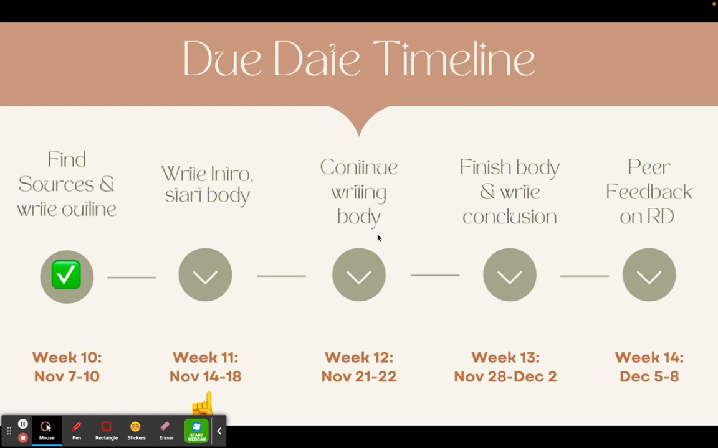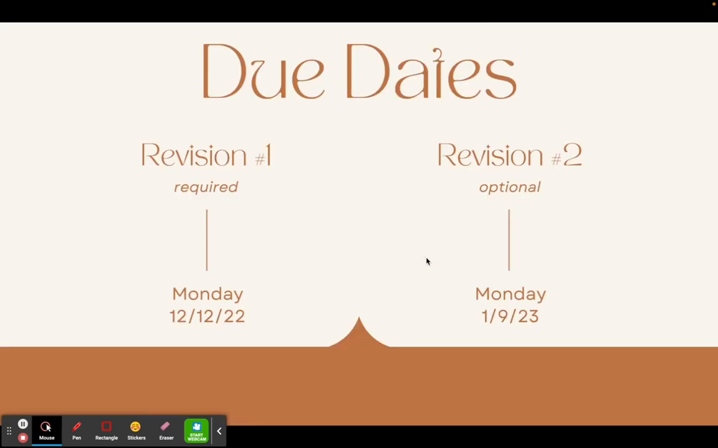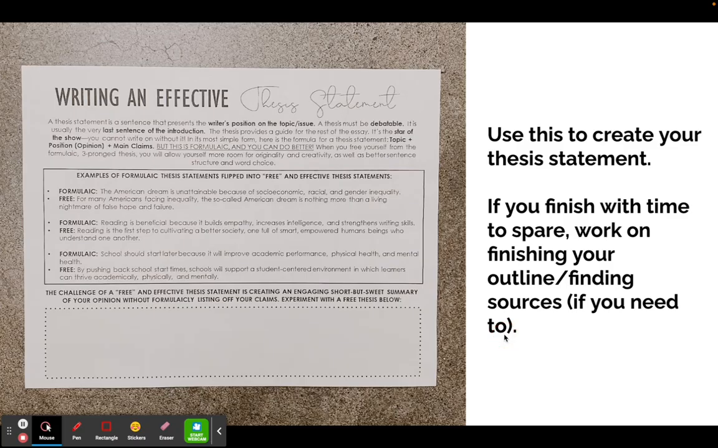We'll continue to write the body during the week of Thanksgiving and then take the week we come back to finish writing the body and the conclusion and have the rough draft ready to go by week 14. Again, the due dates are the 12th of December for the first revised draft. This one's required, this one is optional, and this is when we come back from Christmas break.